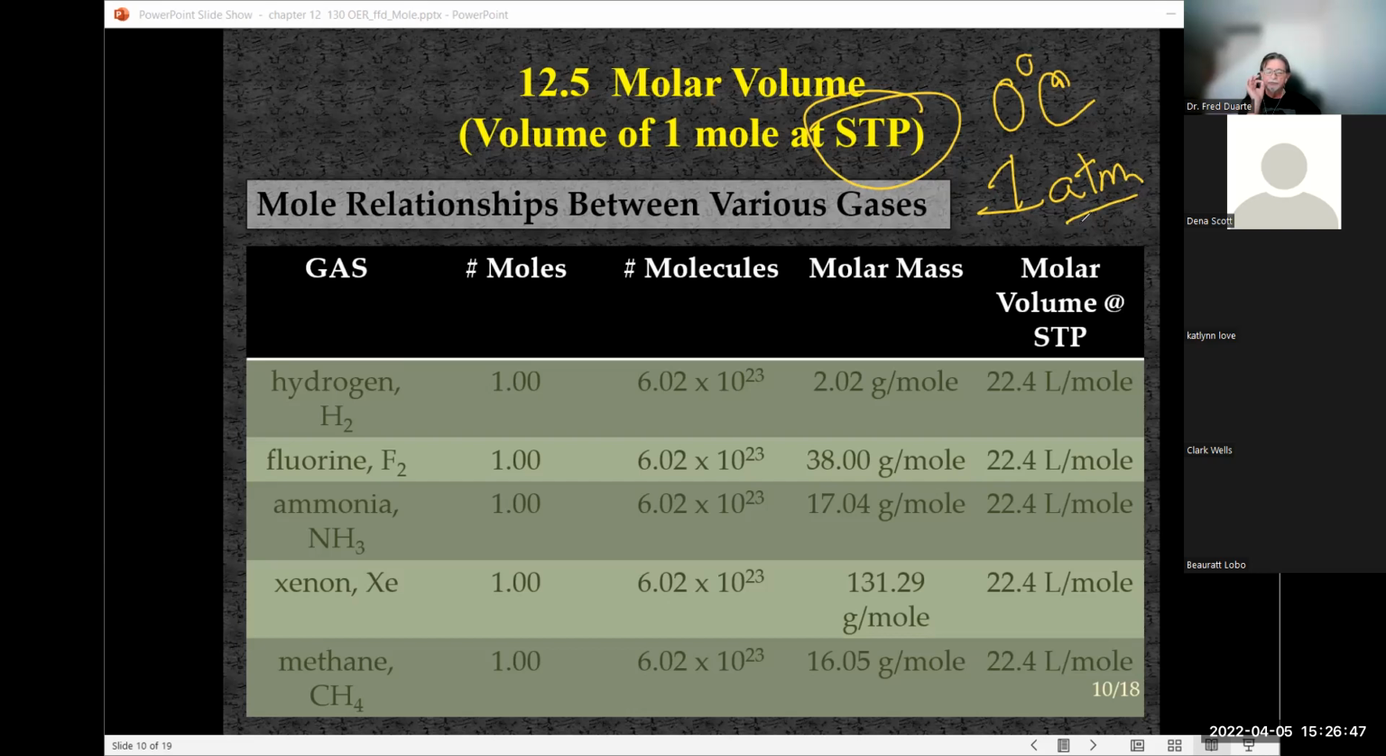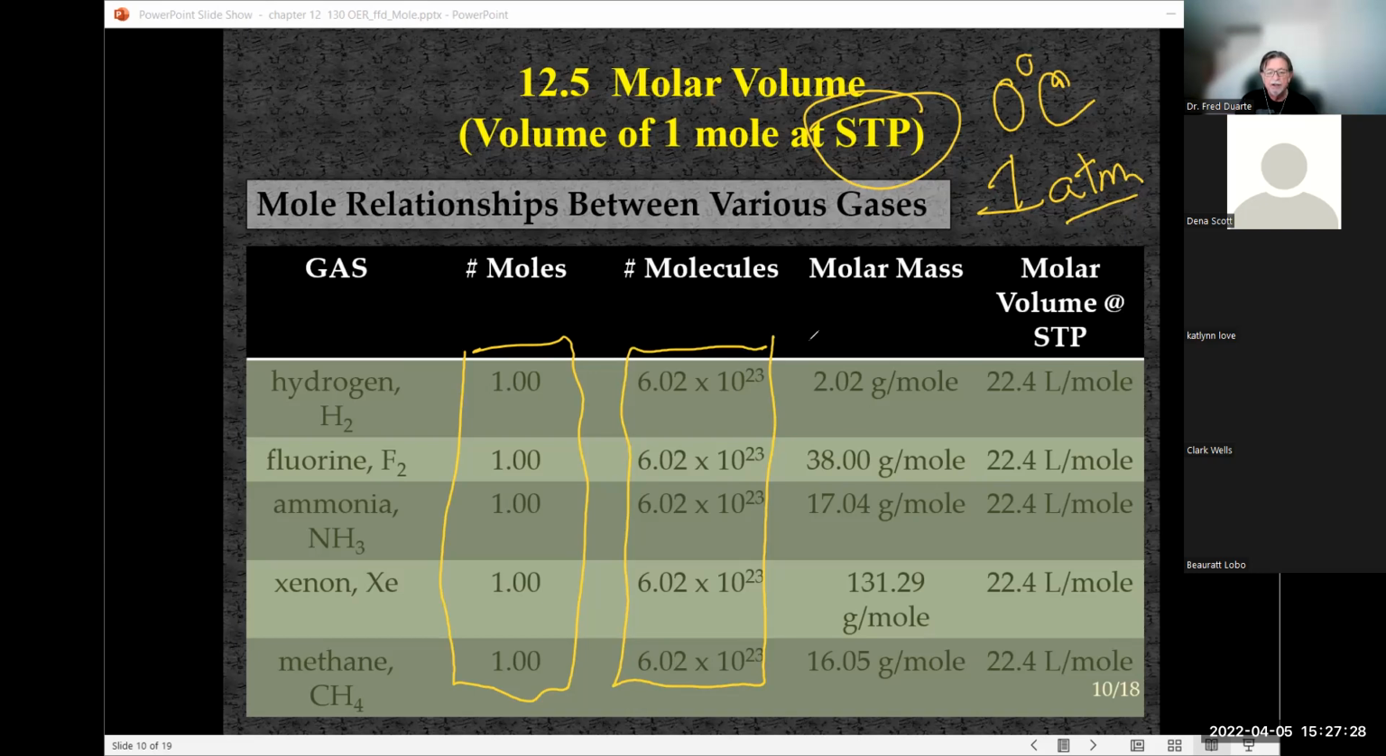under those conditions, 0 degrees Celsius and 1 atmosphere, the following is true about gases, okay? When you take any gas, for example, hydrogen, fluorine, ammonia, xenon, methane, if you have 1 mole of that particular gas, as in the case we just talked about, if you have a dozen, you have 12, but if you have a mole of anything, you're going to have Avogadro's number, 6.02 times 10 to the 23rd molecules of that particular gas, okay?